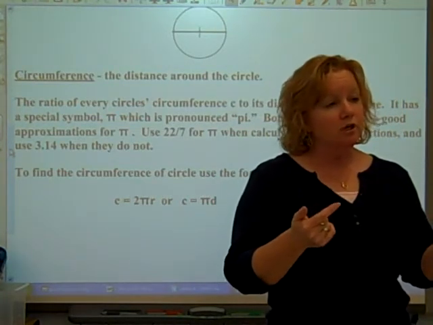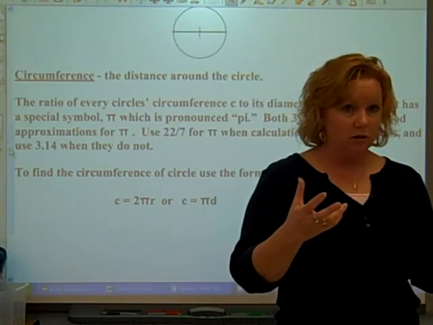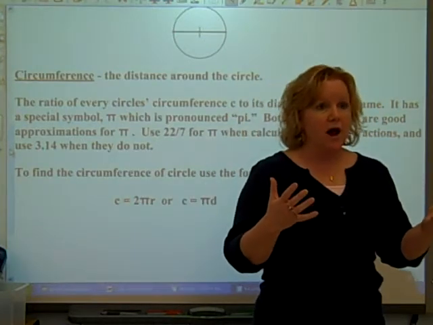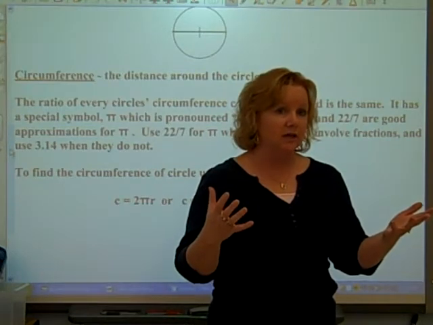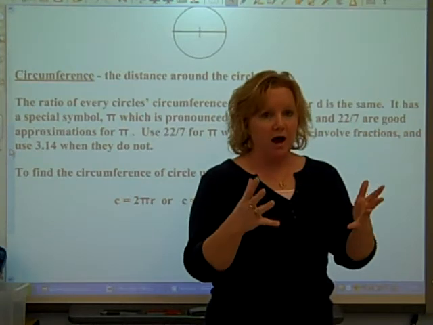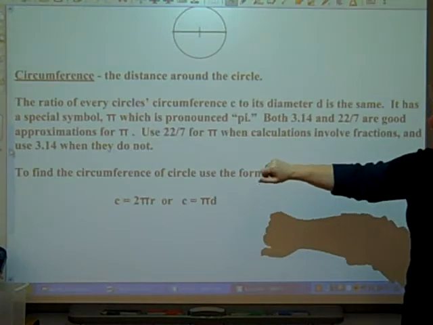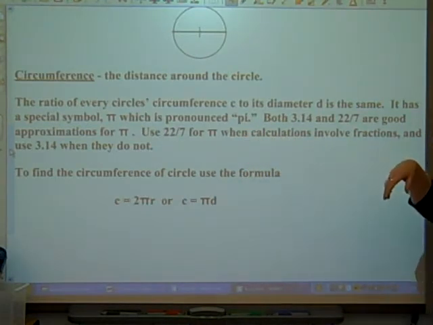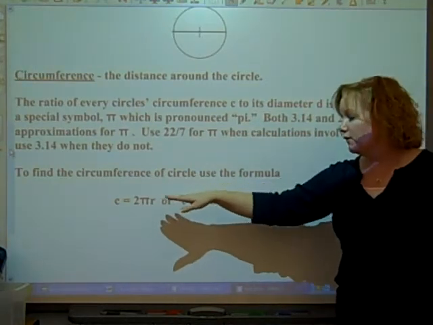And remember when we talked about irrational numbers, remember pi was one of those numbers that was irrational? Okay, so whatever we use for pi is always going to be an approximation. It's not exact unless we show it in terms of pi, which I'll talk about later. Okay? So moving on, then we're going to use 22/7 for pi when calculations involve fractions and 3.14 when they do not. These are the two formulas.